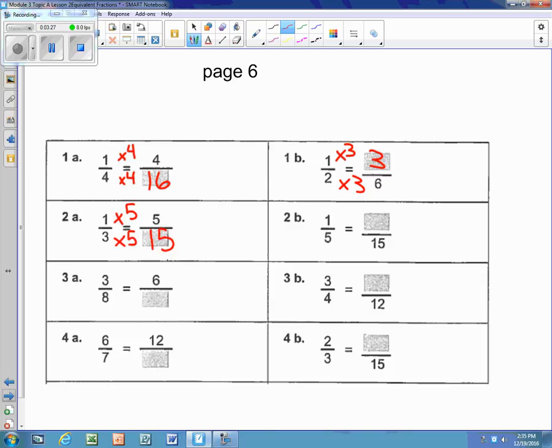And as you move along, you can do some of that in your head. So 5 times what is 15? 5 times 3? 1 times 3 is 3. This is how you find equivalent fractions using multiplication and division.